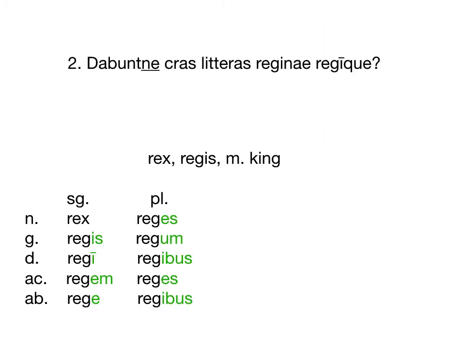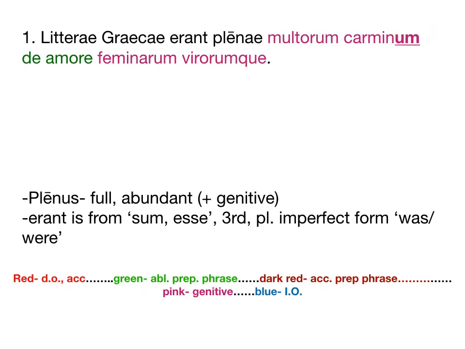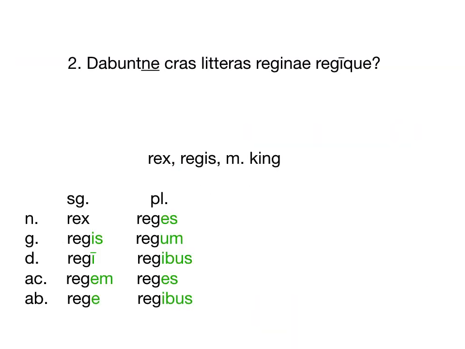Dabuntne cross litteros reginae regique. Okay, and let me just jump back to the last slide and show you that carminum that was genitive plural. That's our new third declension genitive plural endings, as you can see here, right? If we look at the genitive plural side, that is our genitive plural for the third declension. And I'm pulling this chart back up so that we have a little bit of help translating regique.